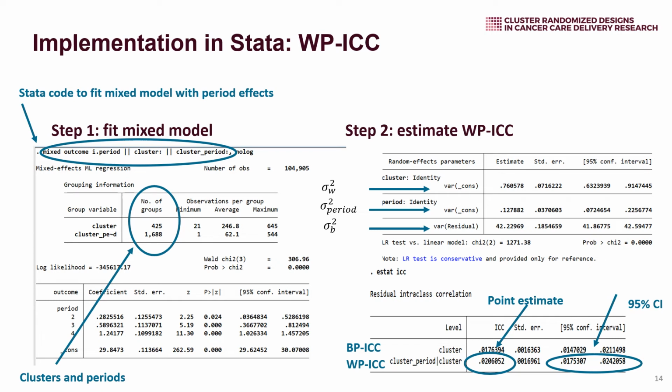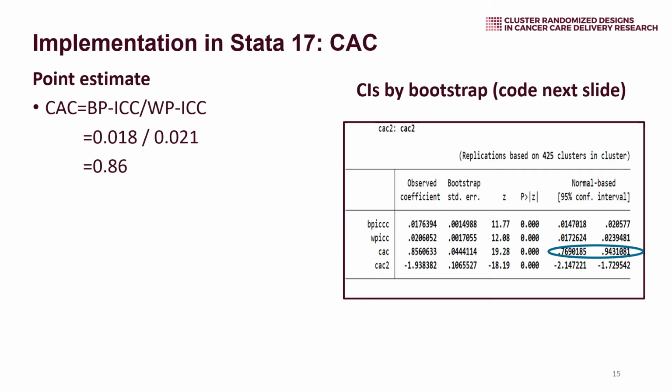But notice that this output gives us the between period ICC as well, but it doesn't give us a cluster autocorrelation. And it's the cluster autocorrelation that is often needed for sample size calculations. So we could estimate the cluster autocorrelation by hand, remembering that the cluster autocorrelation is the ratio of these 2 correlations, the between period to the within period. We've got point estimates of these on the previous slide, so it turns out that our point estimate of the cluster autocorrelation is 0.86. That doesn't provide us with any confidence intervals.